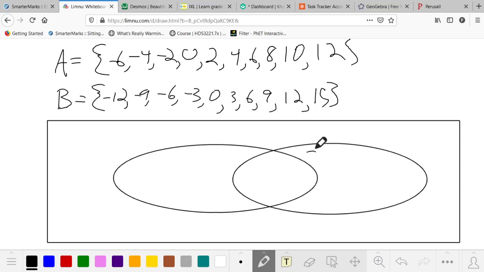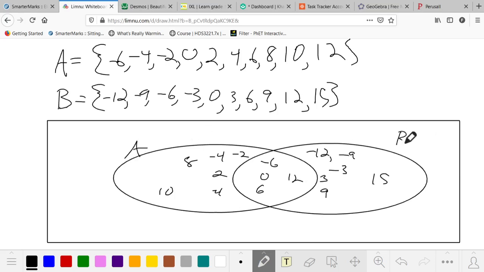So we have -12, -9, -6, -4, -2, -3, 0, 2, 3, 4, 6, 8, 9, 10, 12, 15. For sets A and B.